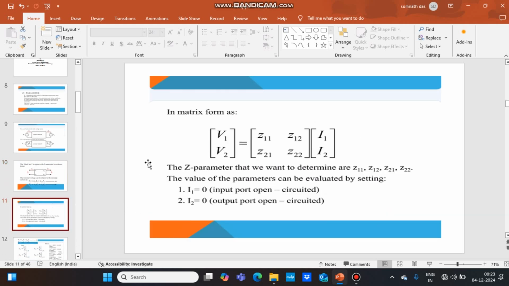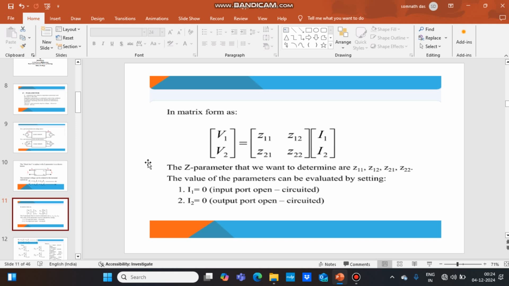In matrix form we can represent voltage matrix equal to Z matrix times current matrix. The voltage matrix represents the input port voltage and output voltage. It is a 2 by 1 matrix. The Z matrix represents the different Z parameters, and the current matrix represents the input port current and output port current. It is also a 2 by 1 matrix. The Z matrix is a 2 by 2 matrix.